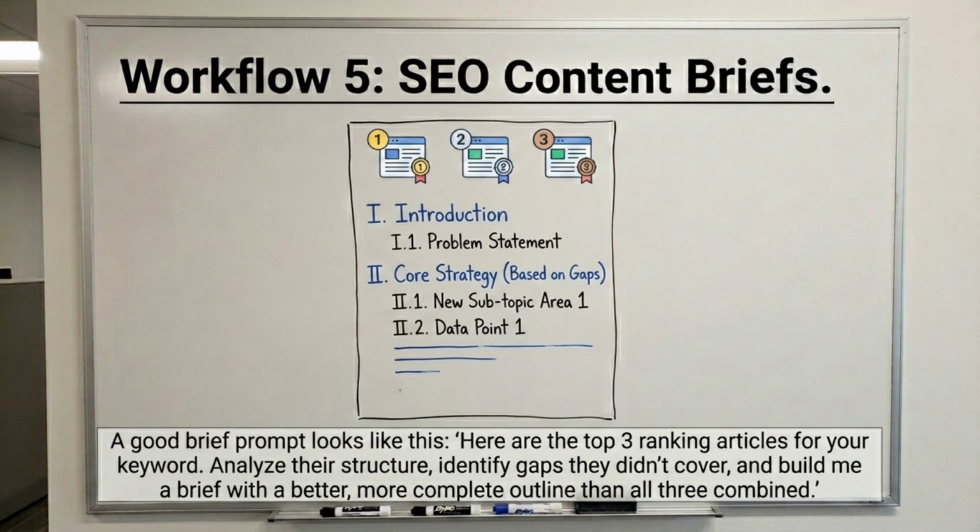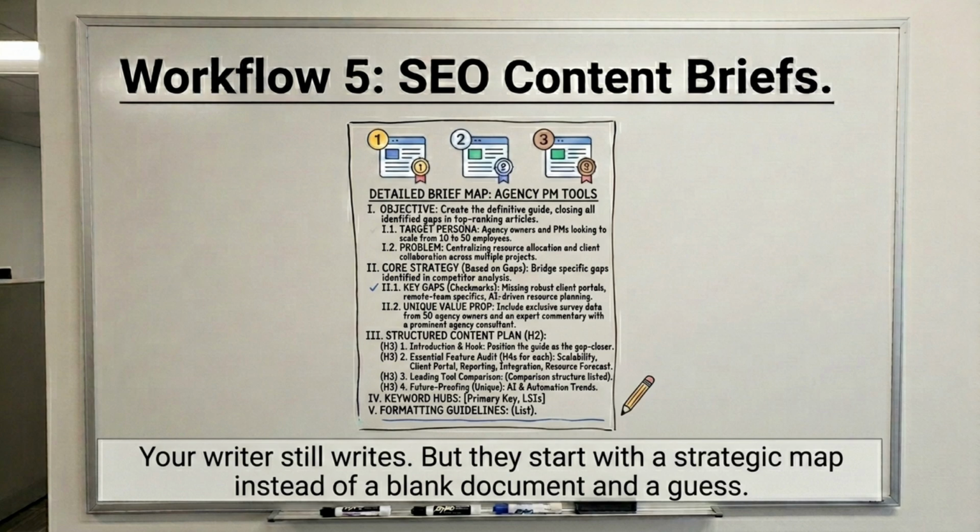A good brief prompt looks like this. Here are the top 3 ranking articles for keyword, analyze their structure, identify gaps they didn't cover, and build me a brief with a better, more complete outline than all 3 combined. Your writer still writes, but they start with a strategic map instead of a blank document and a guess.